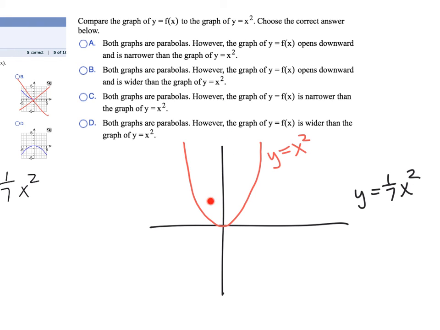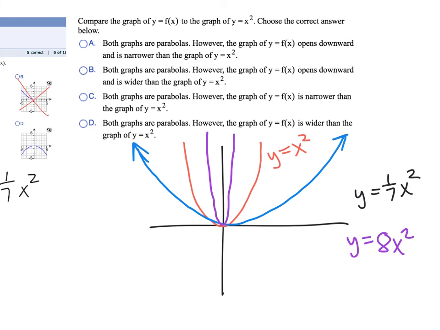Well, is it going to open up? Is it going to be really slim? Is it going to shoot up really fast, or is it going to shoot up really slow? When it's a fraction, that makes it shoot up really slow. So it's going to be a parabola that looks like this. If it was something like, let's do it in purple, y is equal to 8x squared, that would make our graph look like this. Our parabola would just be really skinny and it'd shoot up really high.